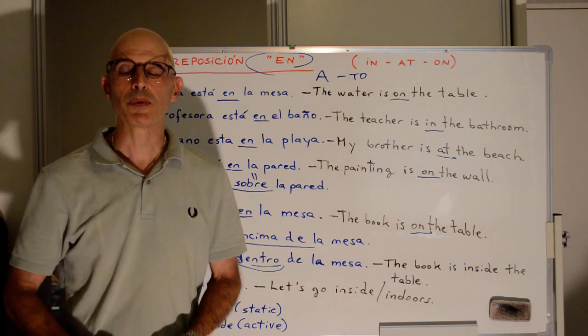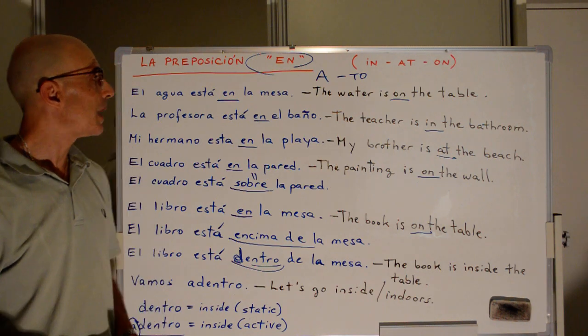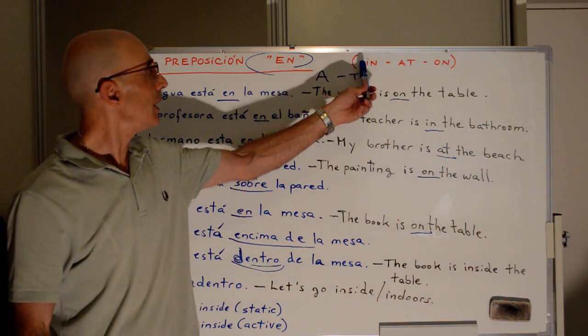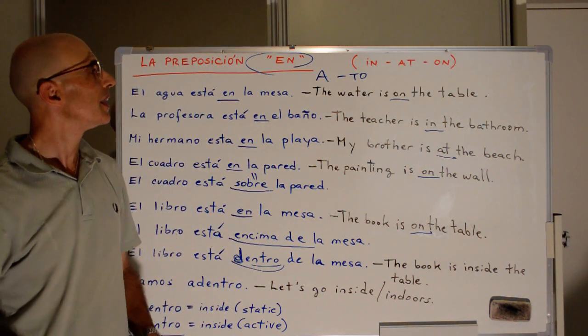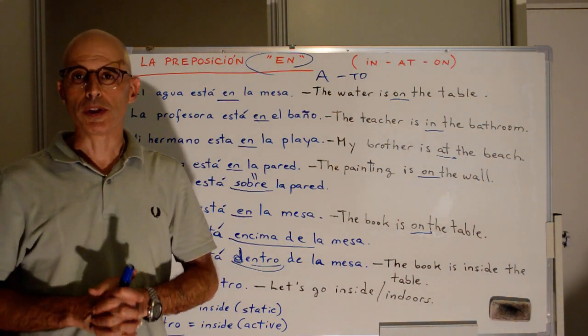Today's class, I want to speak about the Spanish preposition en, okay? The Spanish preposition en would be the equivalent to the English prepositions in, at, and on, alright? So, it would be what in Spanish we would call comodín.